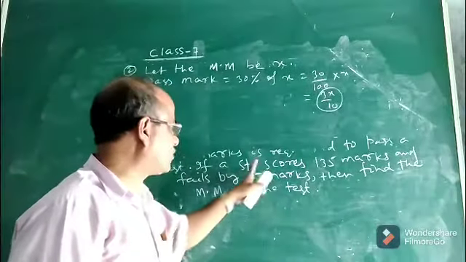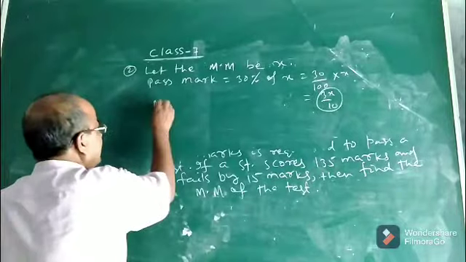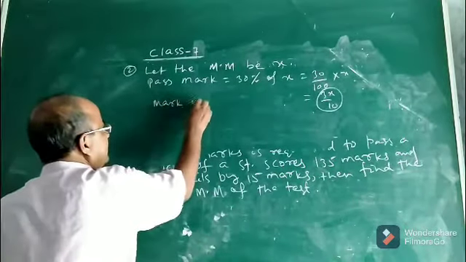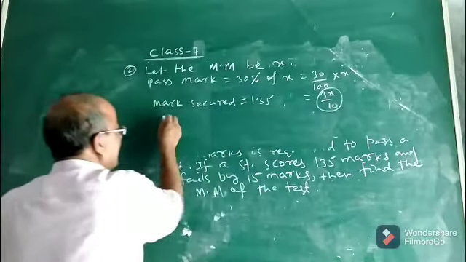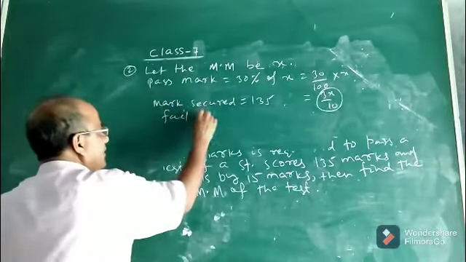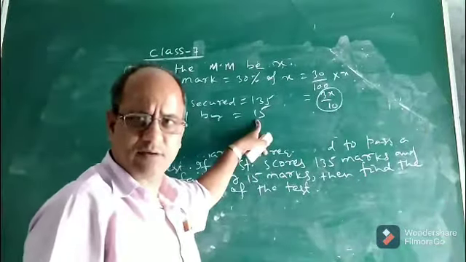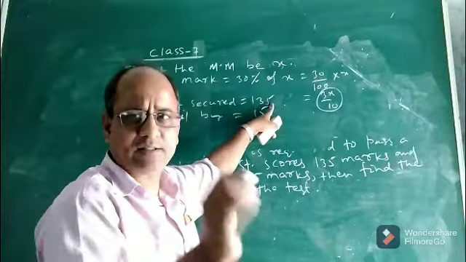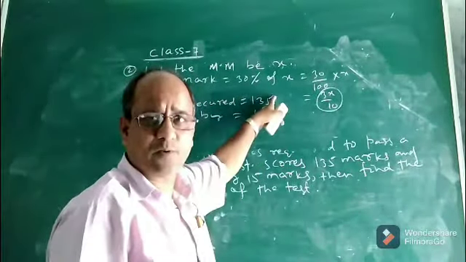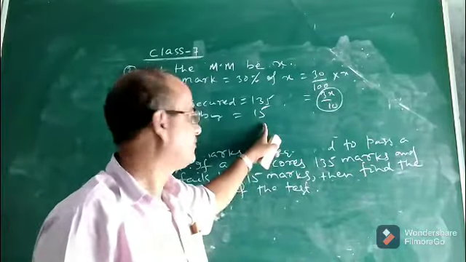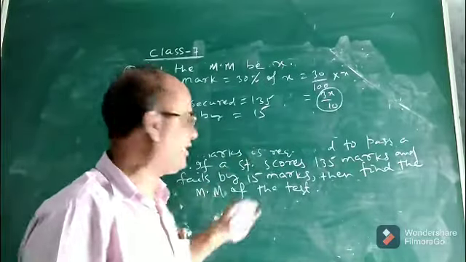But what is the mark scored by the student? Mark secured, or scored, whatever you write, is 135, and he is failed by 15 marks, as he has scored only 135 marks. Then what should be the pass mark? These two will be added. If 135 and 15 are added, it will be 150. That means the pass mark is 150.